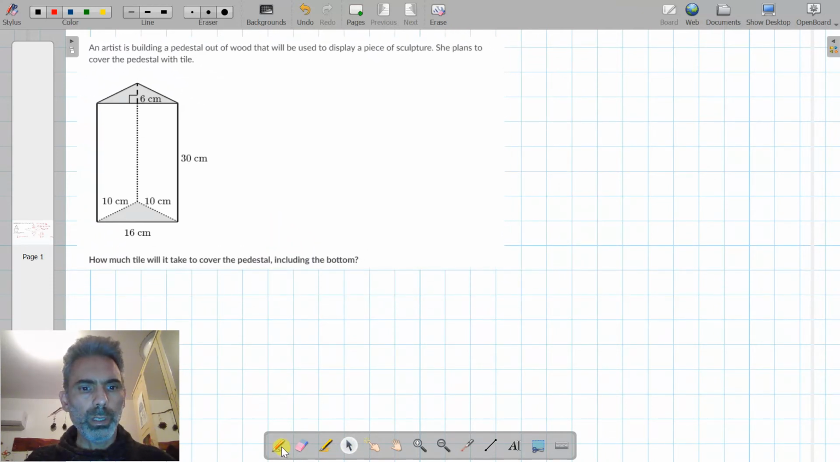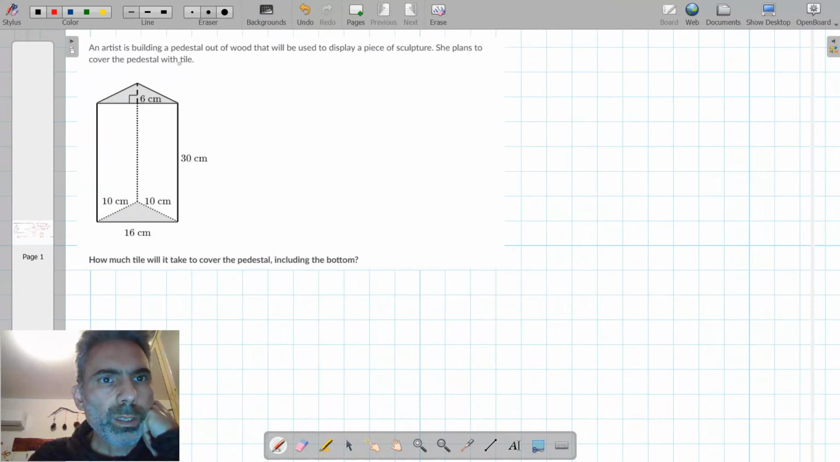Okay, an artist is building a pedestal out of wood that will be used to display a piece of sculpture, which she plans to cover with tile. How much tile will it take to cover the pedestal, including the bottom?